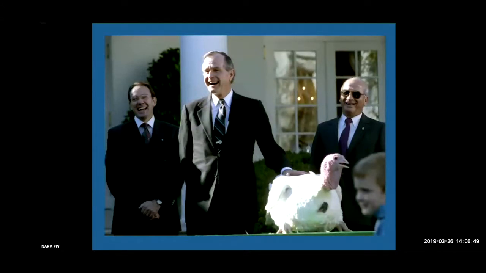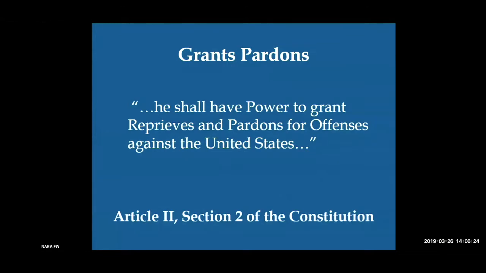Another power of the president can be seen by looking at this photograph here. This is a photograph of President George Herbert Walker Bush, and he is standing at the White House on the lawn, and he has his hand placed on a turkey. And you might be wondering, why would I show you a picture of President Bush with his hand on a turkey? And what does that have to do with presidential powers? Well, the President of the United States actually has the power to grant pardons or commutations. The wording from the Constitution is that he shall have the power to grant reprieves and pardons for offenses against the United States.